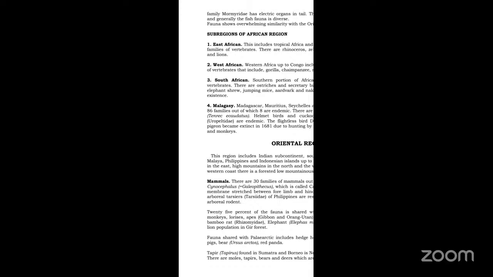And the fauna shows overwhelming similarity with that of the Oriental region. So we can say that since they are very close by and the climate is almost the same, the faunal characteristics of the Oriental region as well as the African region are almost similar.